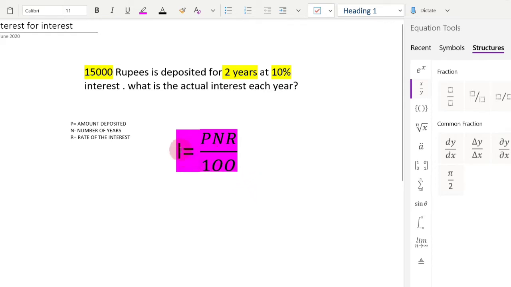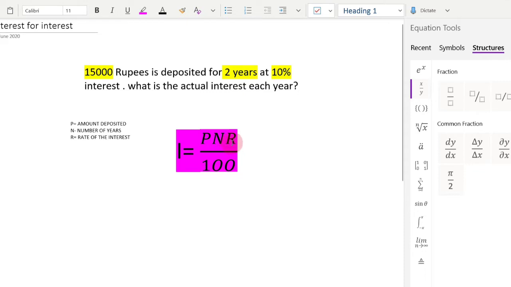What is I in this equation? I is interest. What is P? P is the principal amount, or the amount we deposited in a bank or took as a loan from the bank. And what is N here? Yes, N is the number of years, or the time limit. And R is the rate of interest. Rate of interest is always represented in the form of a percentage.